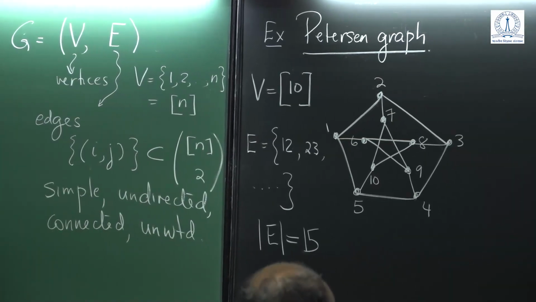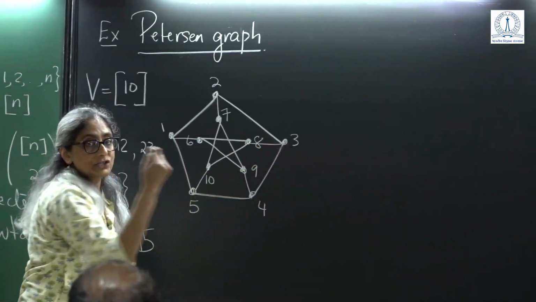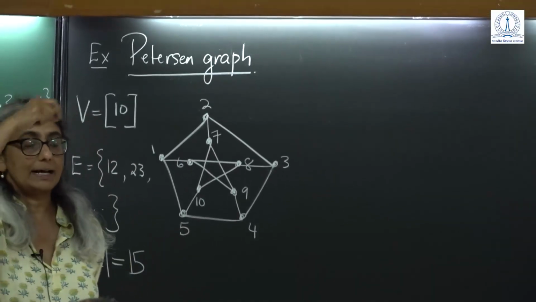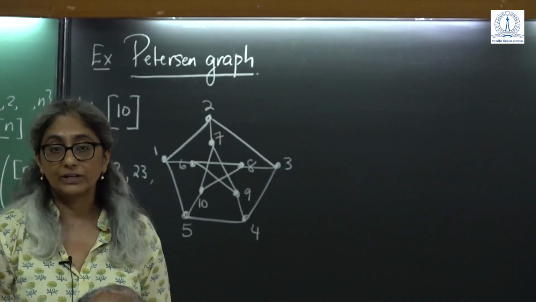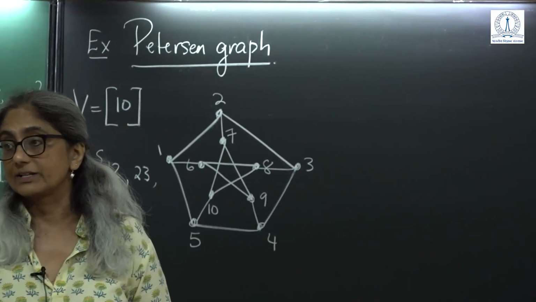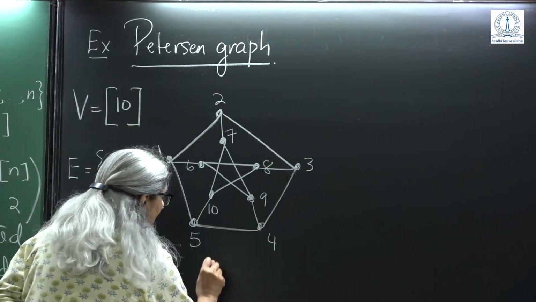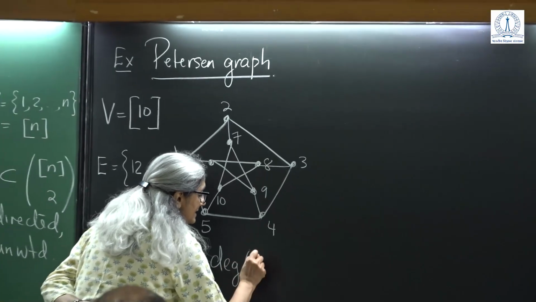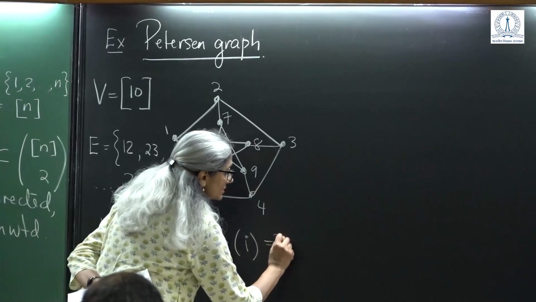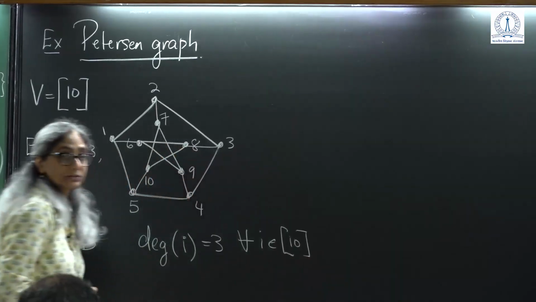Let me introduce some more notation. So for the Peterson graph, if you look at how many edges touch a vertex, it's always 3. Everywhere it's 3, okay? So the number of edges that touch a vertex is called the degree of the vertex. And if the degree is the same everywhere, then we call this a regular graph, okay? So in this example, remember a vertex is just a number, so I'm going to write degree of i, okay? This is equal to 3 for all i inside our vertex set, which is the set 1 through 10.